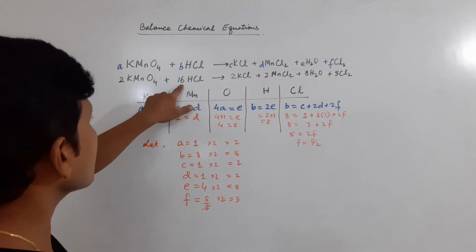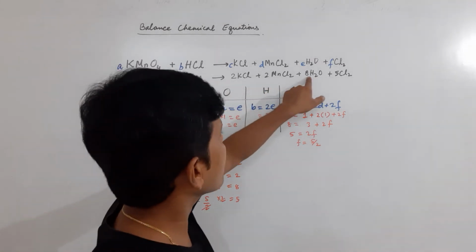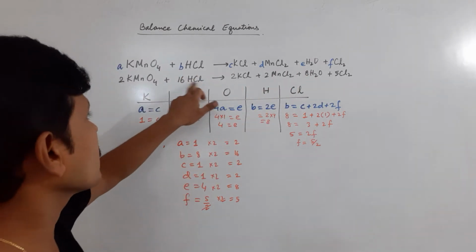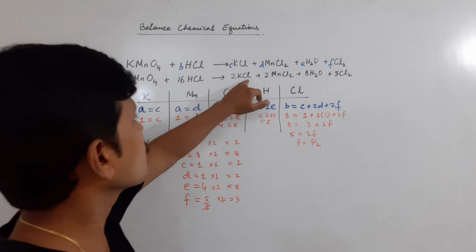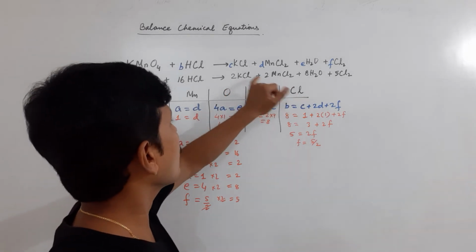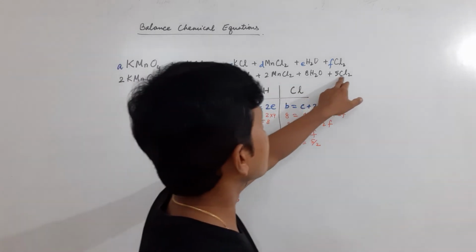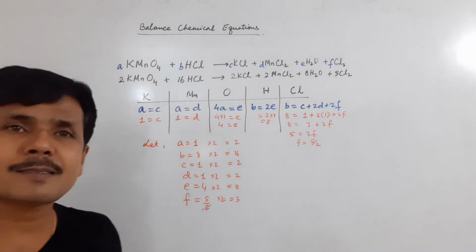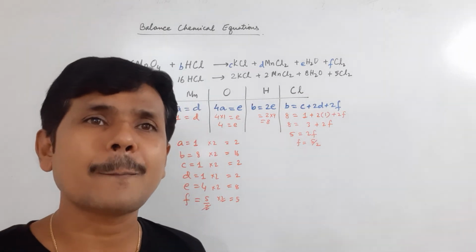Now we have 16 hydrogen. So we have 8 times 2, 16 hydrogen. And chlorine, 16 chlorine. Count it: 2 chlorine, 2 times 4, 8, plus 8 is 16. Yes, we have balanced it properly.